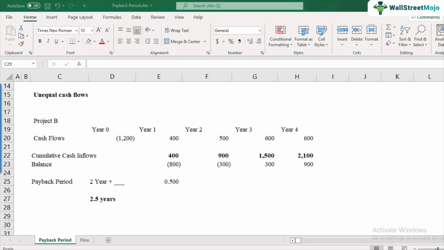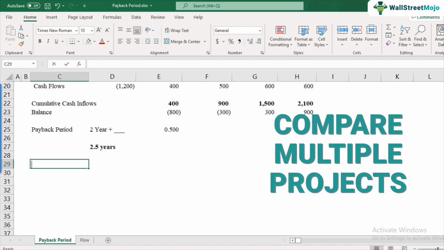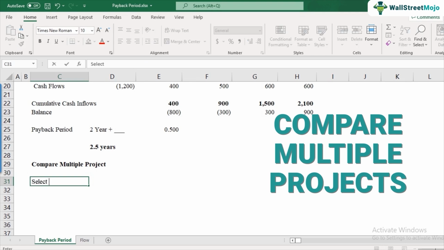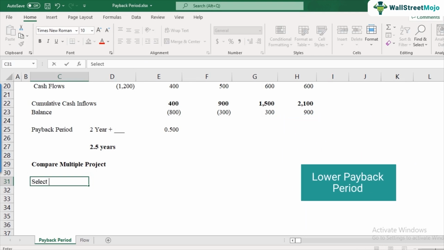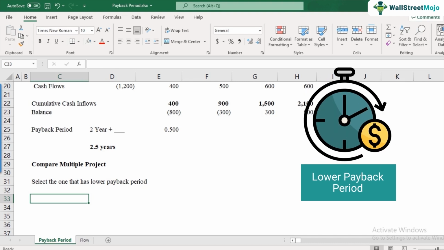Now let us look at how payback period is used in capital budgeting. Basically, payback period is used to compare multiple projects. Okay, so let's say you have two projects, project A and project B. You will select the one which has a lower payback period. Okay, so select the one that has a lower payback period. What does this imply? This implies select the project which will return your investment at a faster pace.